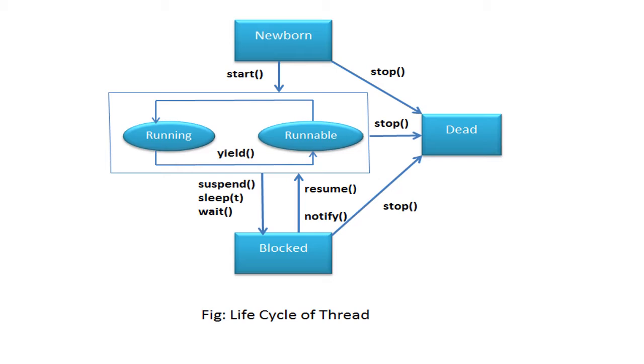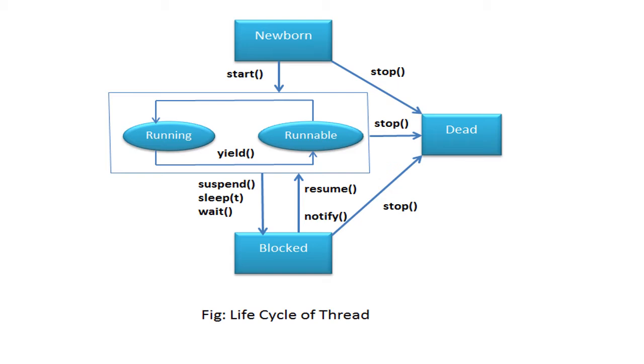A thread is in runnable state after invocation of the start method, but the thread scheduler has not selected it to be the running thread. That is, the particular thread is ready to run, but it has not been given the CPU. Once it gets the CPU, it moves to the running state, or the thread is in running state if the thread scheduler has selected it to execute.